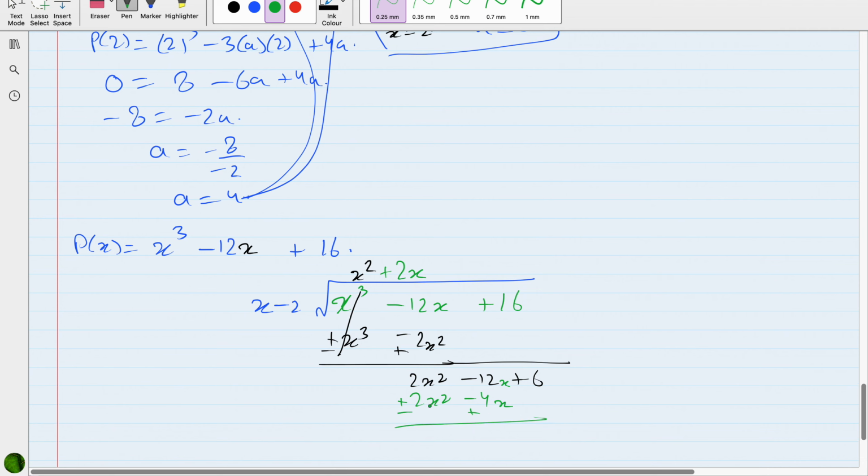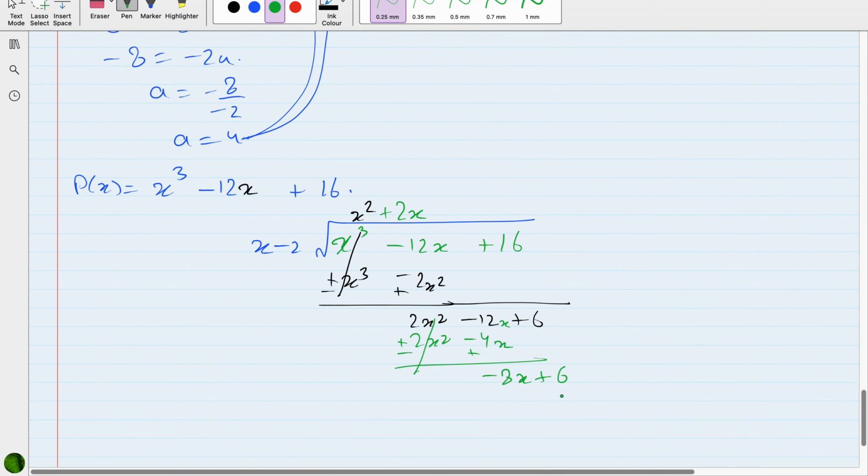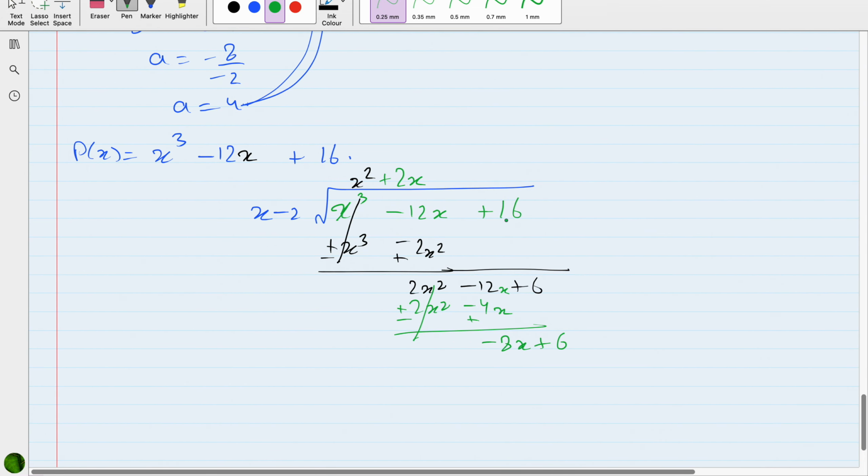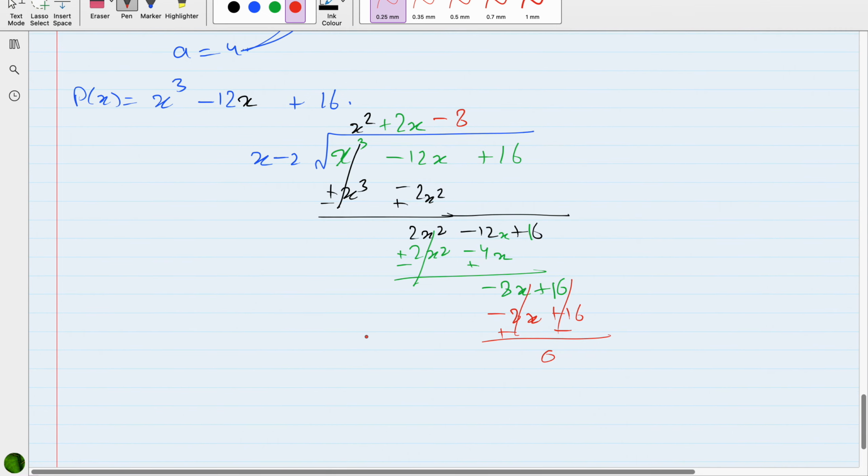We change the signs and this is minus 8x plus 16. Sorry, that was 16. Okay, so last step, to get minus 8x, we multiply it with negative 8. That is minus 8x. Minus 2 into this is plus 16. Change the signs and the remainder is 0.